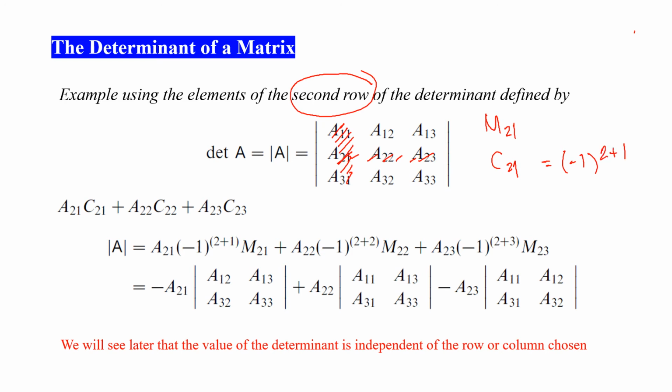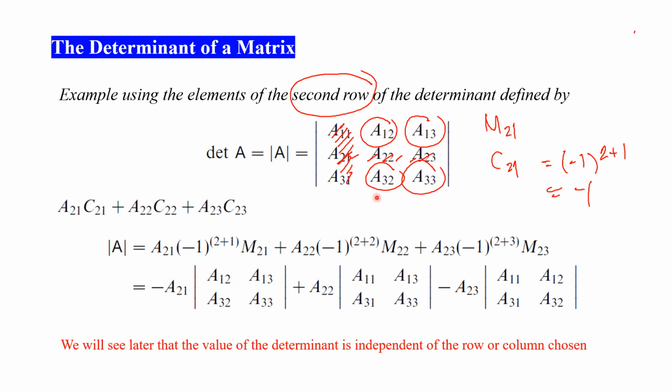So that's 3 here. So you still have your -1. So we're just left with A12, A13, and then A32, and then A33. So that is your minor. So we need to get the determinant of these elements to get the minor. So as you can see, you have your times -1. So your A21 times C21 is negative A21 times the determinant of A12, A13, A32, and A33.